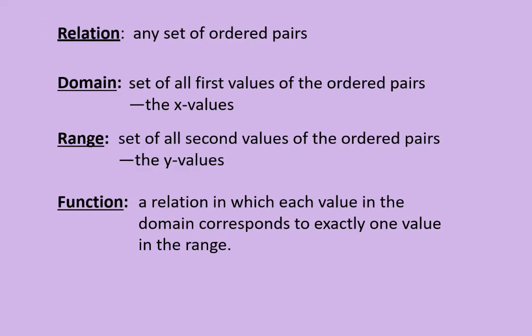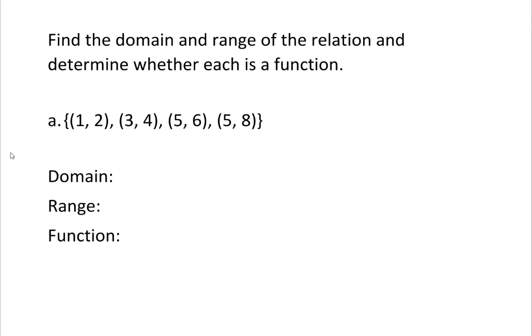So let's look at some examples dealing with domain, range, and function. Right here is an example of a relation. We have several sets of ordered pairs that are grouped together in a set. And we are told to find the domain and the range of the relation and determine whether each is a function. Well, as we defined earlier, the domain is the first values, or the x values, in a relation. If you'll notice, in this relation, we have sets of ordered pairs, and we know that they're ordered pairs because they're grouped together by parentheses.